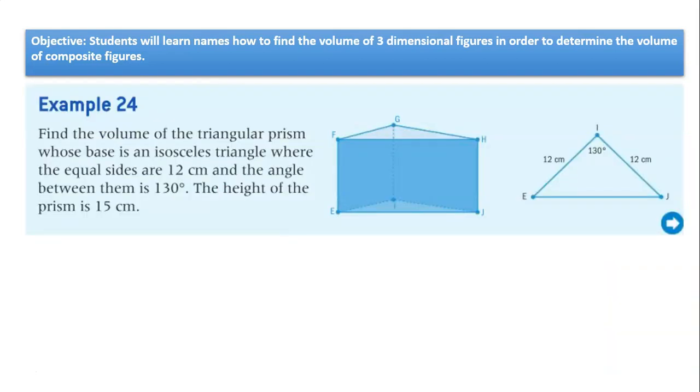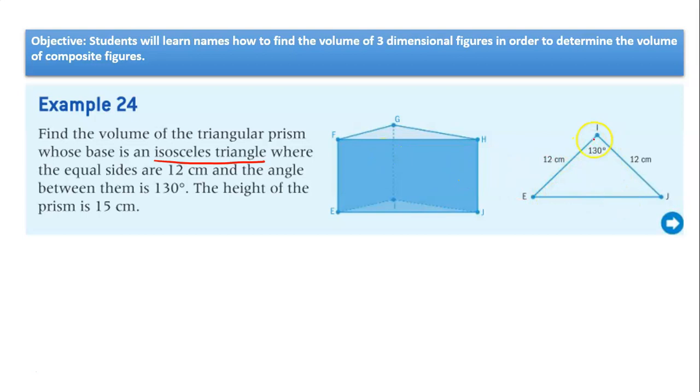Example 24 says, find the volume of the triangular prism whose base is an isosceles triangle. So isosceles triangles have 2 sides that are equal. So that means their opposite angles are also equal. Where the equal sides are 12 centimeters and the angle between them is 130 degrees. The height of the prism is 15 centimeters.